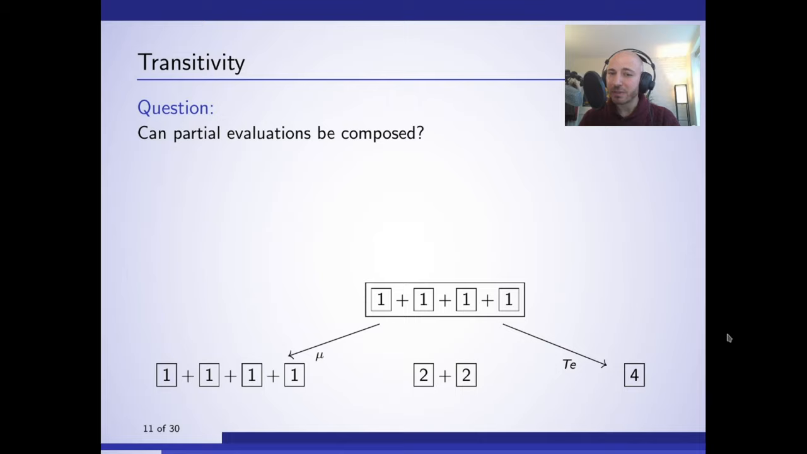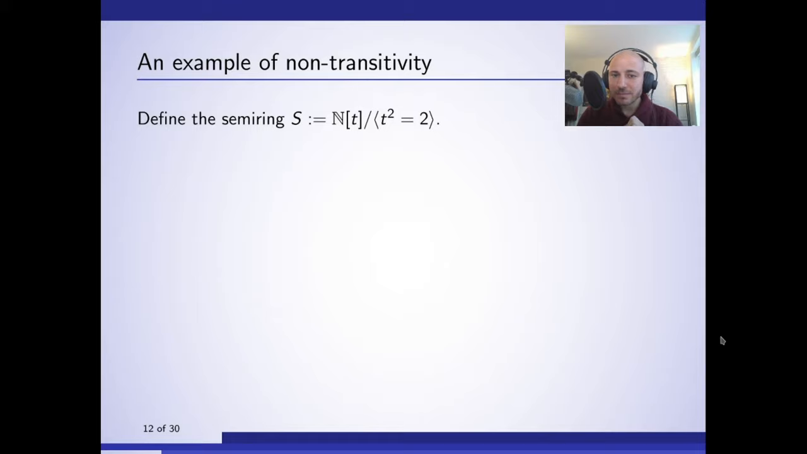However, this is not always possible. We worked last year with ACT school quite hard to come up with a counterexample, because at some point we were starting to get the intuition that it's too nice that they can always compose. So we had to come up with a slightly involved example. Bear with me. Take the semiring of polynomials in T with natural number coefficients, where T squared is equal to 2. So here's what I mean, for the non-algebraically minded.